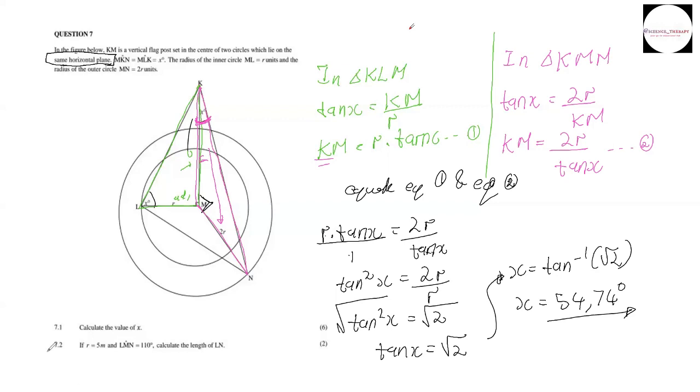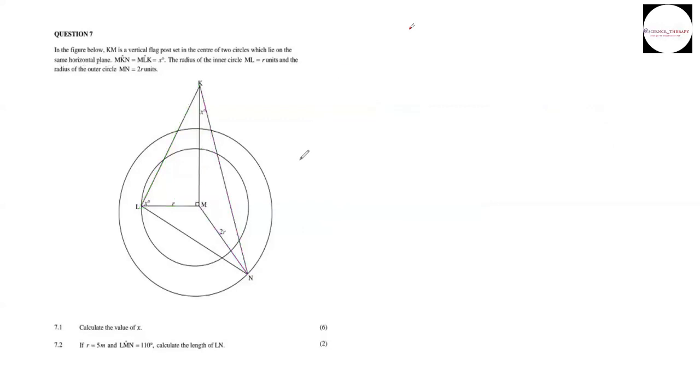Right, then let's now do our 7.2 now that we've found that. So for 7.2, it's only just 2 marks. So that means we do not have to sweat. Then we are given that r is 5 meters. So now we are given the value 5 meters. And then that means 2r is MN here, so it has to be 10 meters because that will be 2 times 5. So here we have 5 meters, but then LMN is given to be 110 degrees.